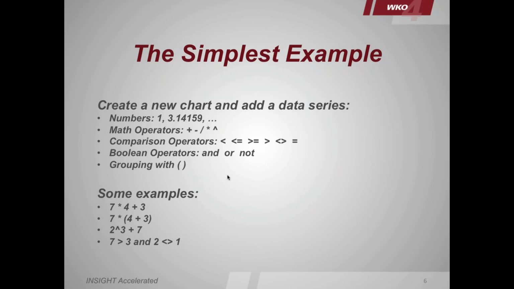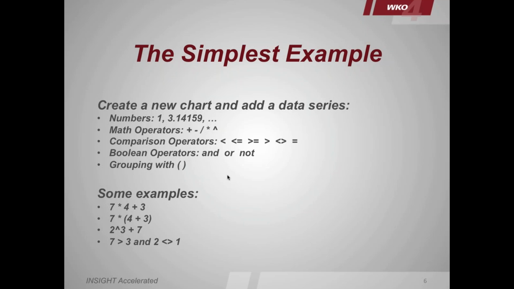So really what expressions are is just numbers and operators, at least at the very most simple level. You can take numbers, do math on them, compare them, and as you can see in my example down below, if you use parentheses, you can change the order in which things are evaluated. So 7 times 4 is 28 plus 3 is 31, which is different than 7 times (4 plus 3), which is 49. So parentheses in this context help you change the order in which things are evaluated.